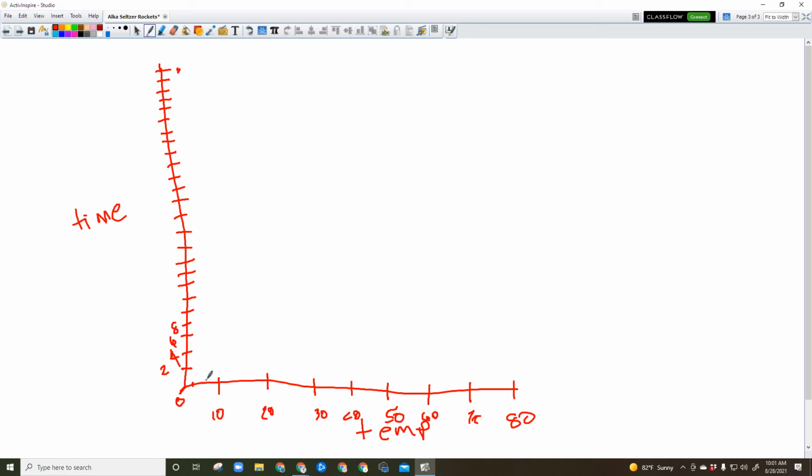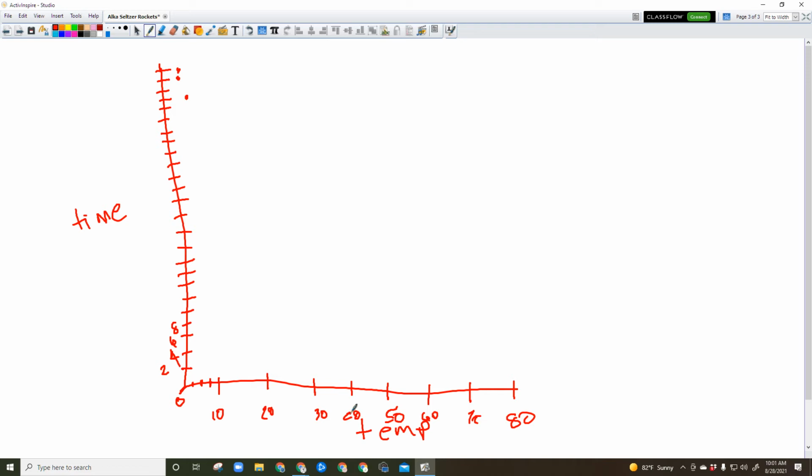And say the other group was 8 degrees. And they're not very good. They didn't measure the time very good. 8 degrees and it took 40 seconds. So that's going to be about right here. And then let's say 5 degrees and it was 48 seconds. Okay, so there are your 3 dots.